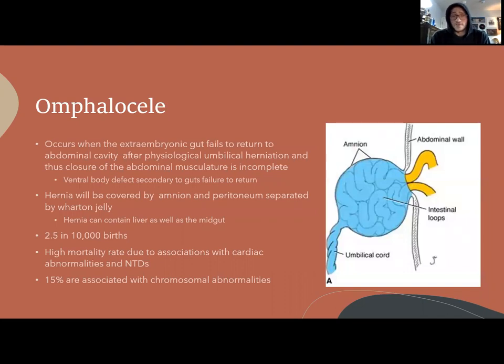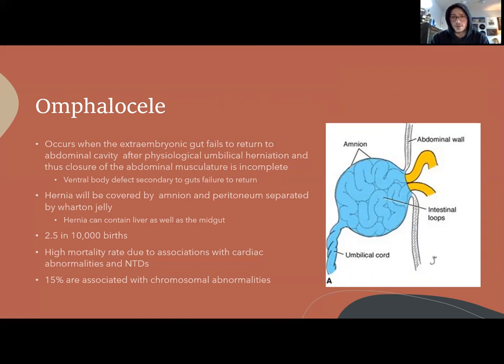Next is going to be omphalocele. So omphalocele and gastroschisis, which is the next slide, are going to be defects of the ventral body wall in the abdominal region. So the difference between them is going to be the presence or absence of a membrane covering the herniation that happens.